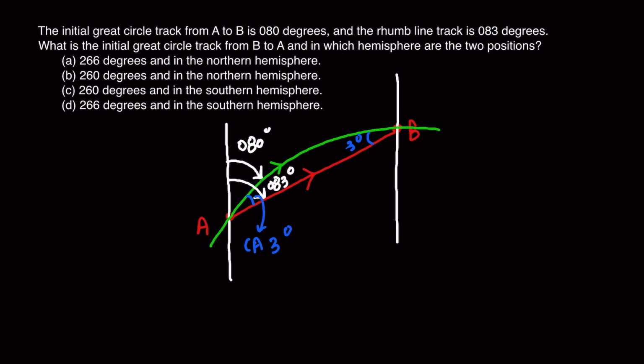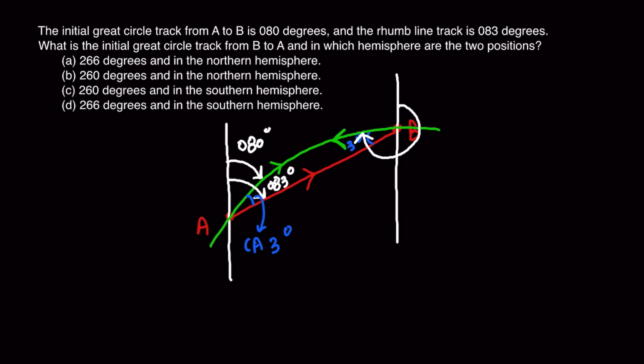Now, what do I need to know? I need to know the initial great circle track from B to A. So from B to A, I want to know this track, the initial great circle track. So to find that track, I go on the longitude, continue in the clockwise direction till I hit the arrow. So I need to know this big white angle.